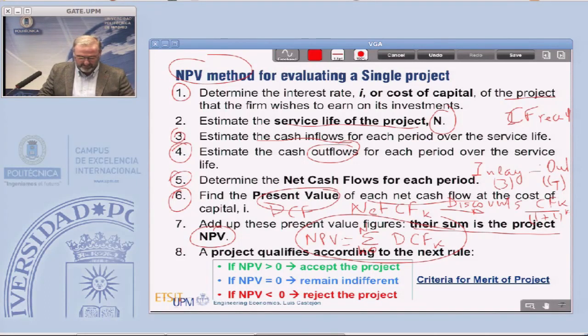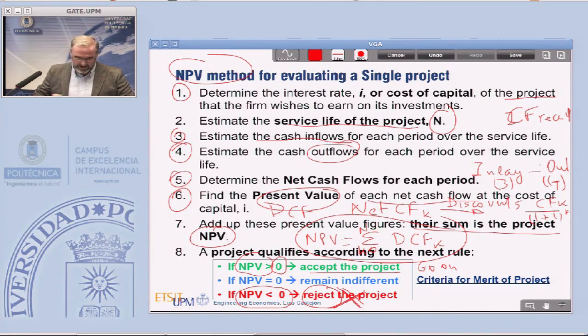If the net present value of a project is higher than 0, we will accept the project. If the net present value of the project is lower than 0, so it's negative, we will reject the project. So this is the worst case, that we will reject a project.